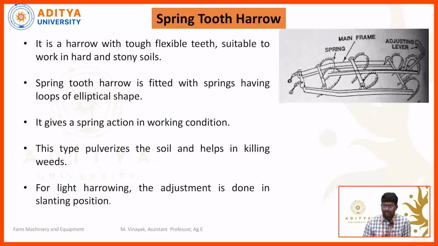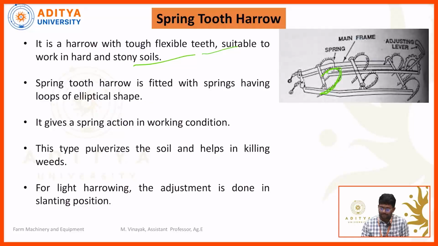Next one is a spring tooth harrow. It is one type of flexible harrow, used where the soil contains more rocks and pebbles. It is a harrow with tough flexible teeth suitable for work in hard and stony soils. The spring tooth harrow is fitted with springs having loops of elliptical shape. These are the springs in elliptical shape.